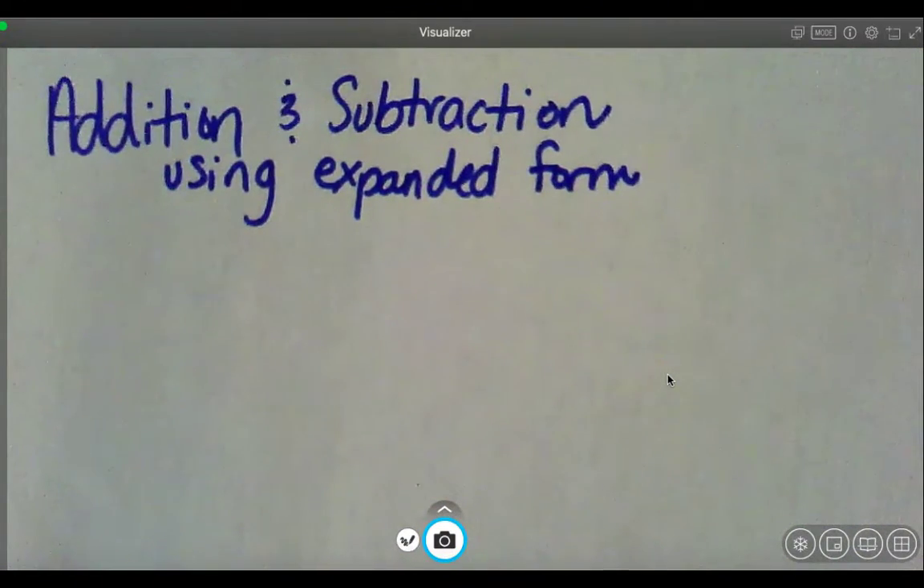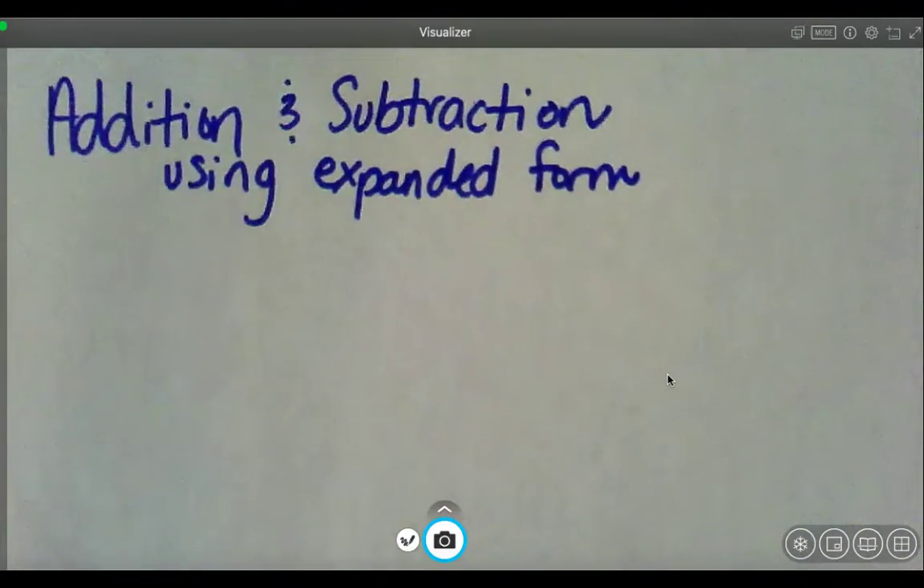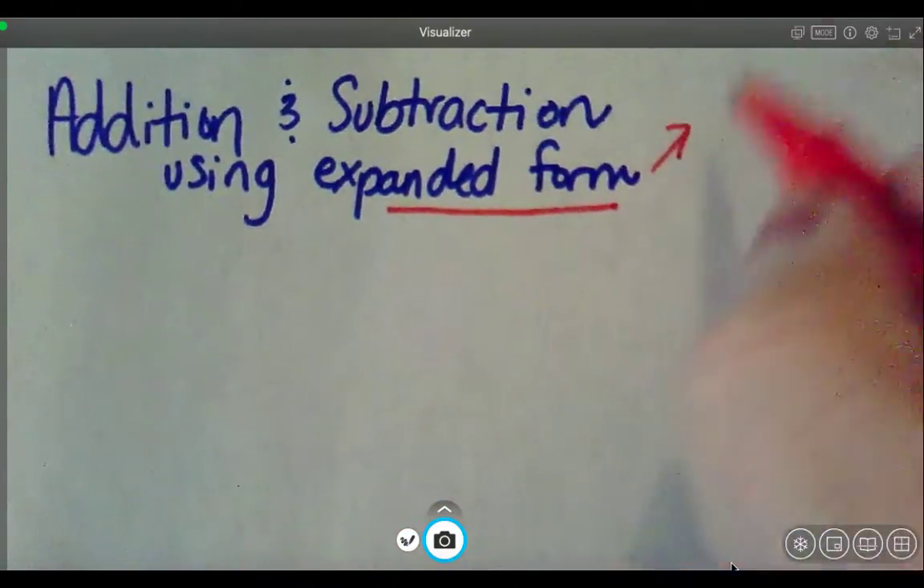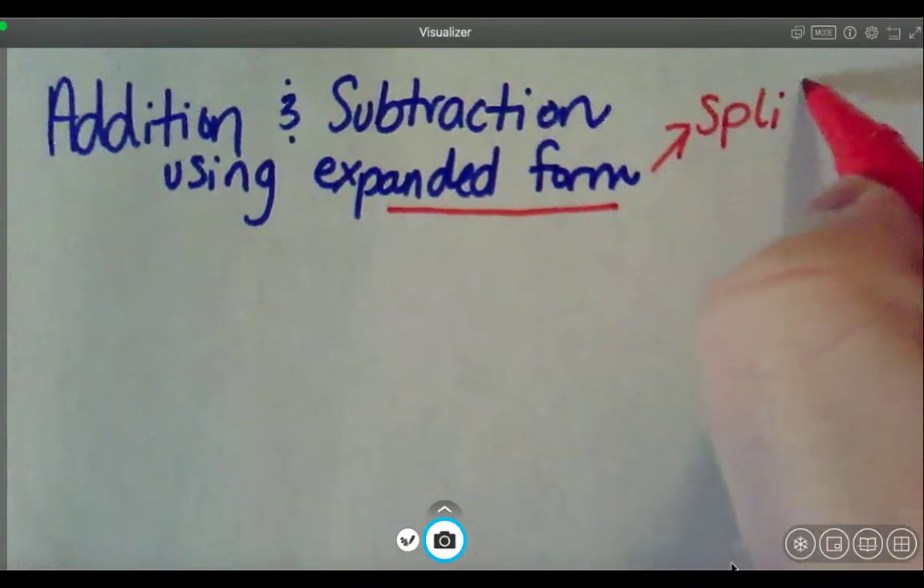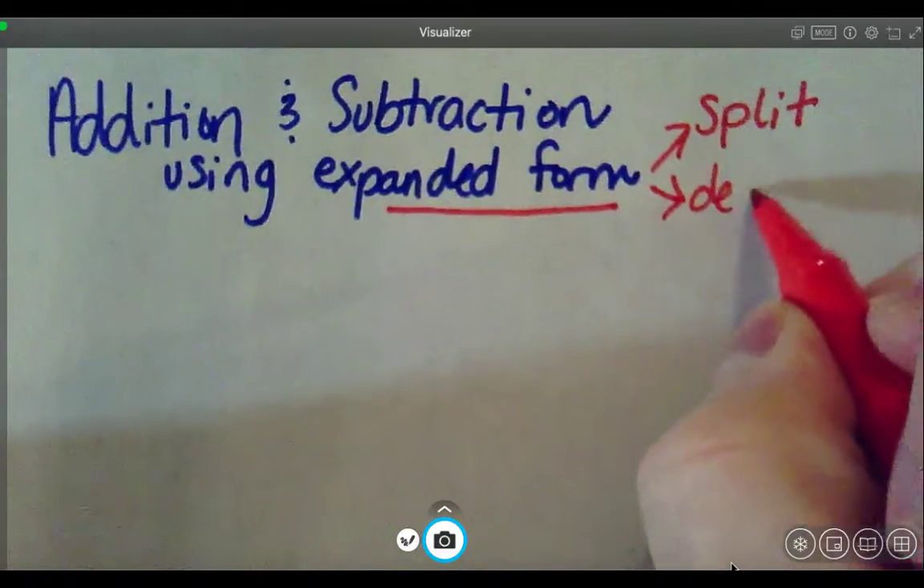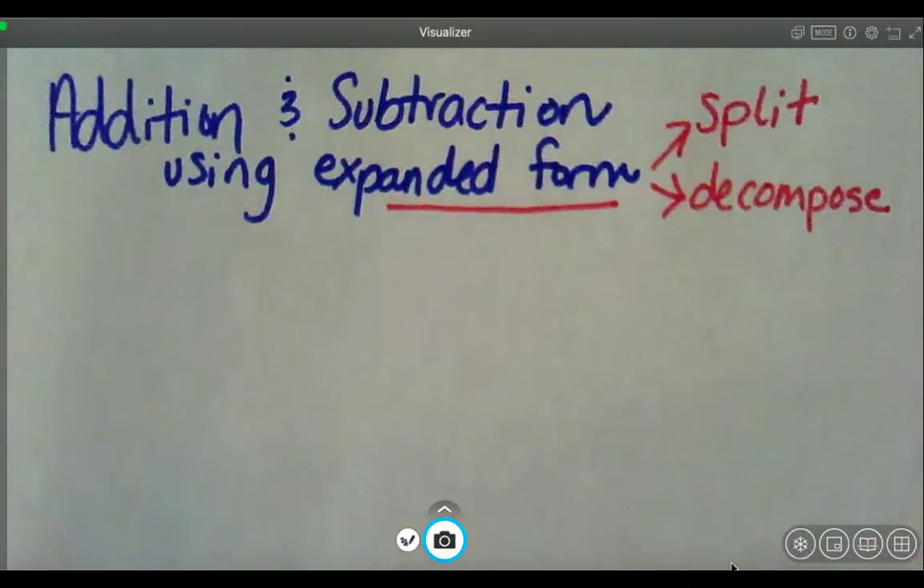Alright guys, today I'm going to go over some more addition and subtraction strategies for you. And I'm first going to go more specifically into expanded form. Now when talking about the expanded form, we can say that we are going to split the numbers, or that we are going to decompose the numbers.